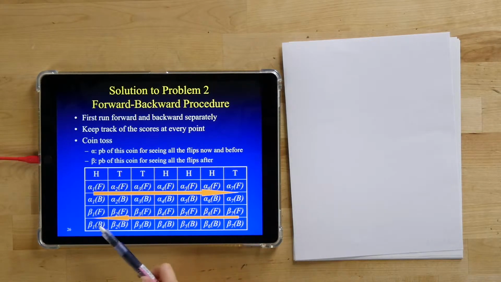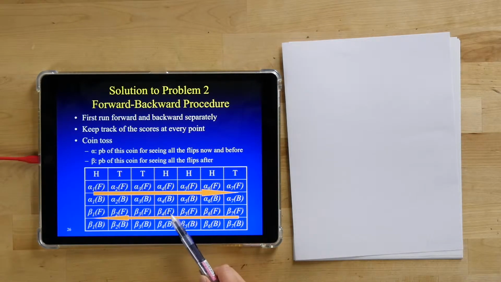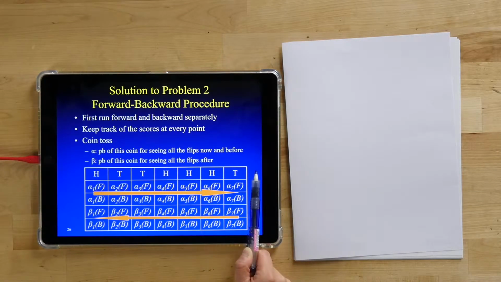But we also calculate, using the backward procedure, going backward, these beta numbers. What are the beta numbers? The beta number is the probability of using this coin in order to see all the flips after it, not including this one. That's what the beta numbers mean, right? So it's the probability of a fair coin in order to see everything after, the probability of using a biased coin to see everything after, not including this particular coin.